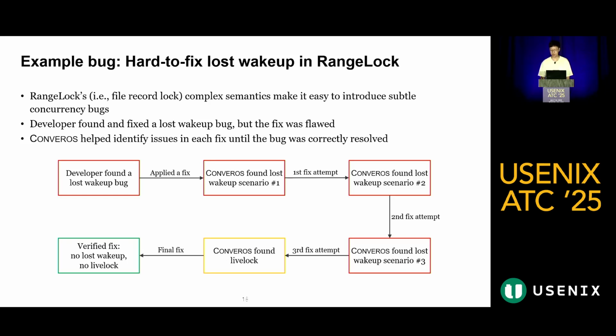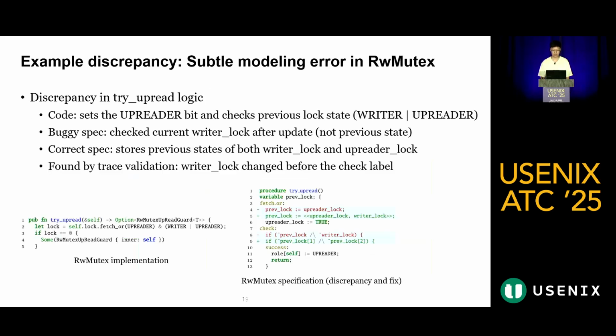This example shows a tricky concurrency bug in the range lock implementation. Developers initially identified a lost wake-up bug during testing and attempted to fix it. However, Converos found that the fix was flawed. After several failed attempts, we finally fixed the bug correctly. Each time we proposed a fix in the specification, Converos verified the fix and conformance, revealing other scenarios causing the bug or new bugs introduced by the fix. This guides us toward the correct solution. Overall, the example illustrates how Converos can expose flawed fixes and ensure bugs are properly resolved.